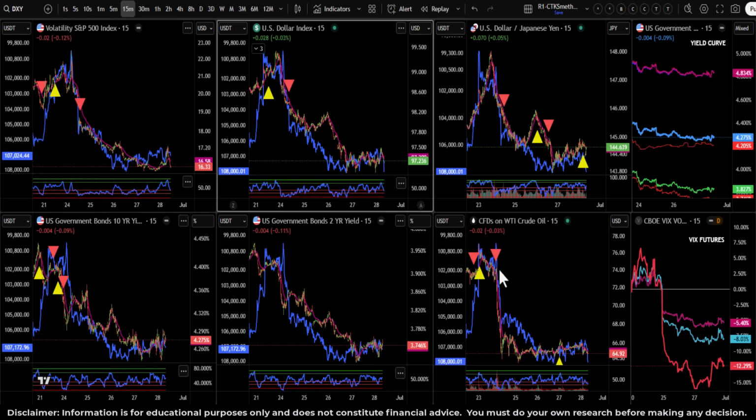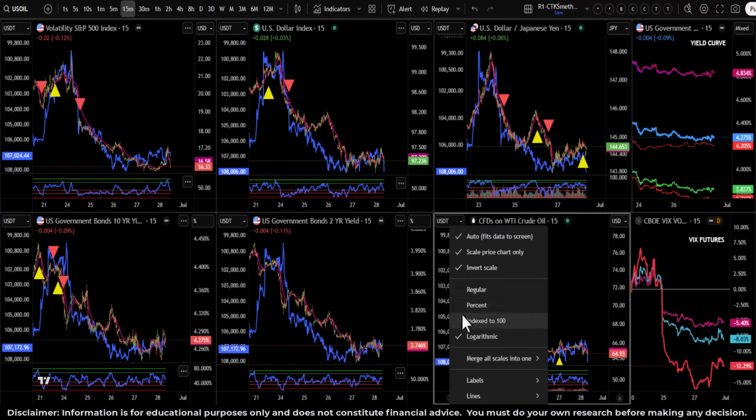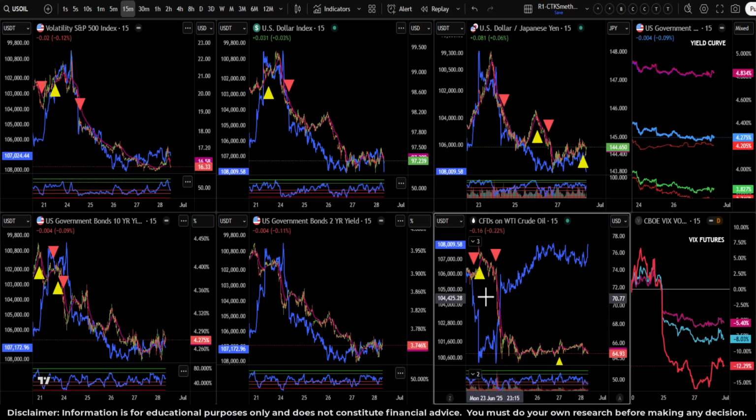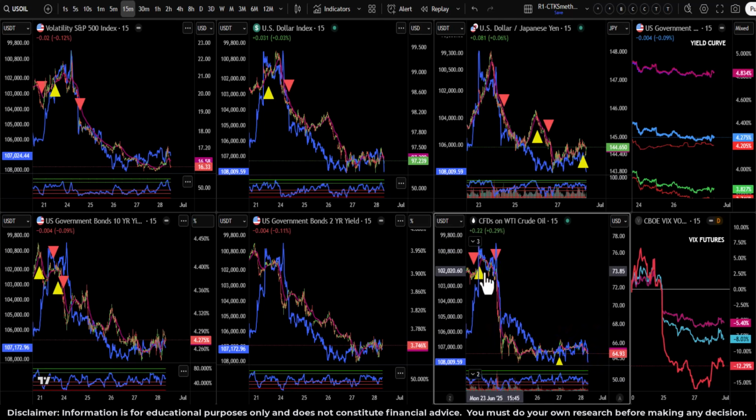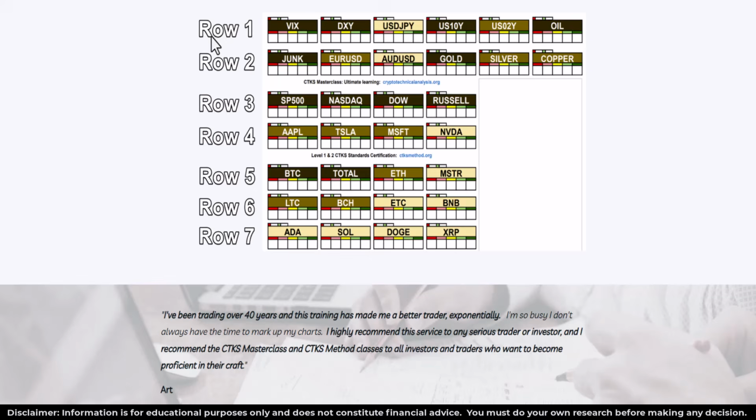What can we see about crude oil? When crude oil came down here, what was Bitcoin doing? It was spiking up because, don't forget, this is an inverted chart. So if I uninvert that scale, you can see it pretty clearly. But inverting it like this makes the relationship very easy to spot. Hopefully, you're already seeing much more about the predictive power of row 1 and also the cheat sheet.